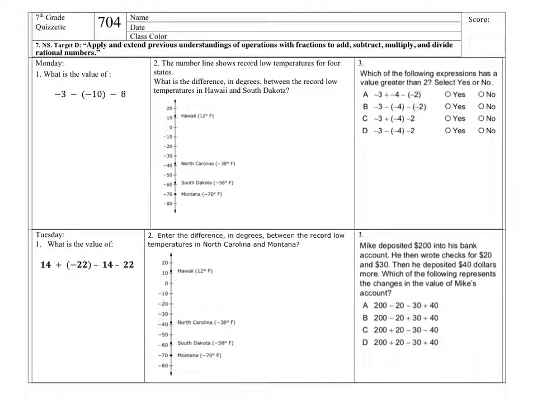Today we'll be watching a video on Quizzette 704. As always, make sure you have your last name, comma, first name, today's date, and your class color.